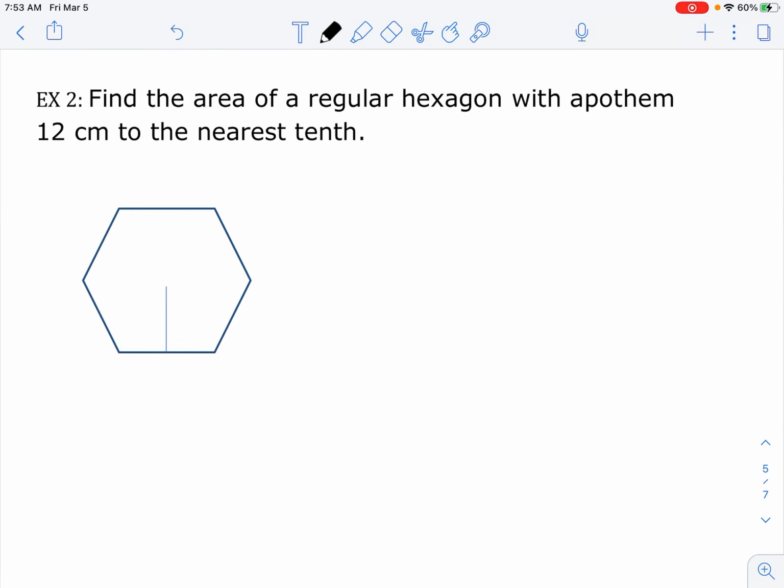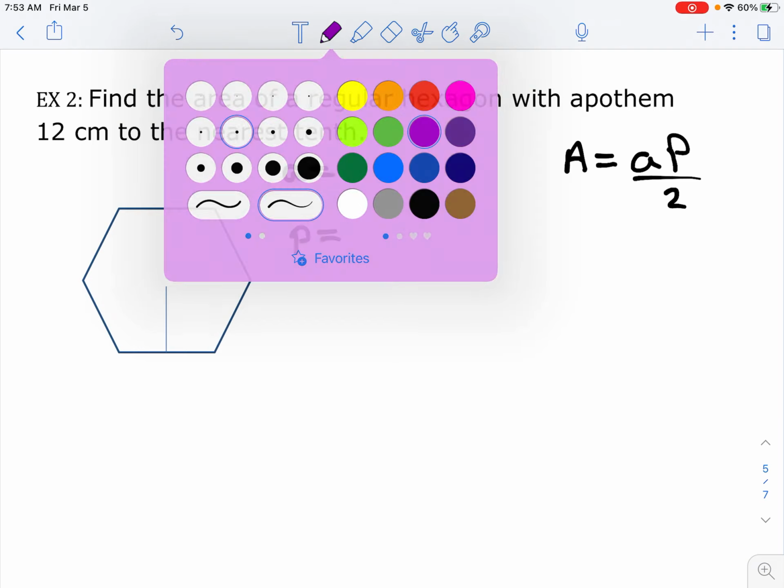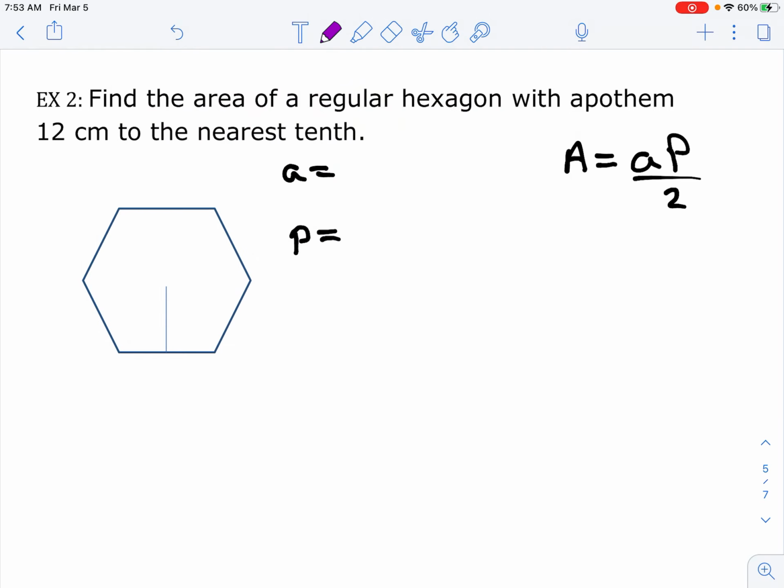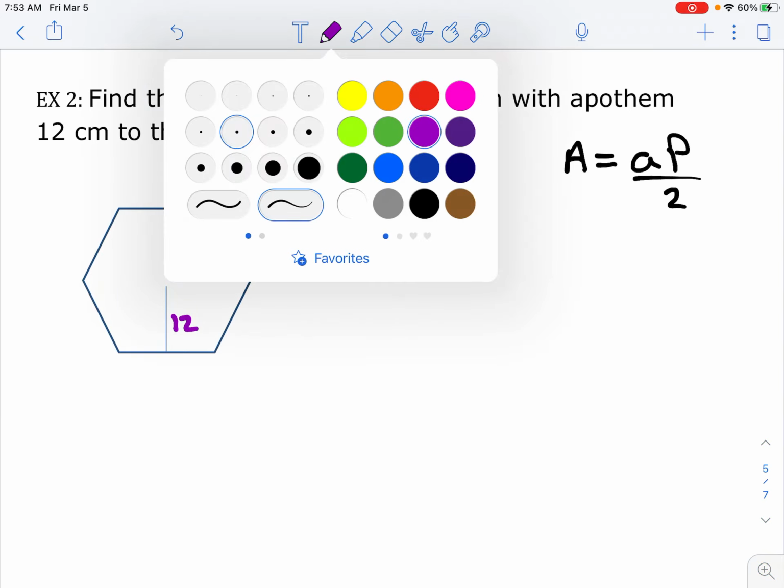This time let's look at a hexagon, and let's look at what happens when they give us the apothem. How is it different? There's our formula, A times P divided by 2. Remember, we need the apothem and we need the perimeter. Let's see what they give us. Find the area of a regular hexagon with apothem 12. So this piece is 12. They already gave us one part of our formula. We need to do some work to find the perimeter of this figure.